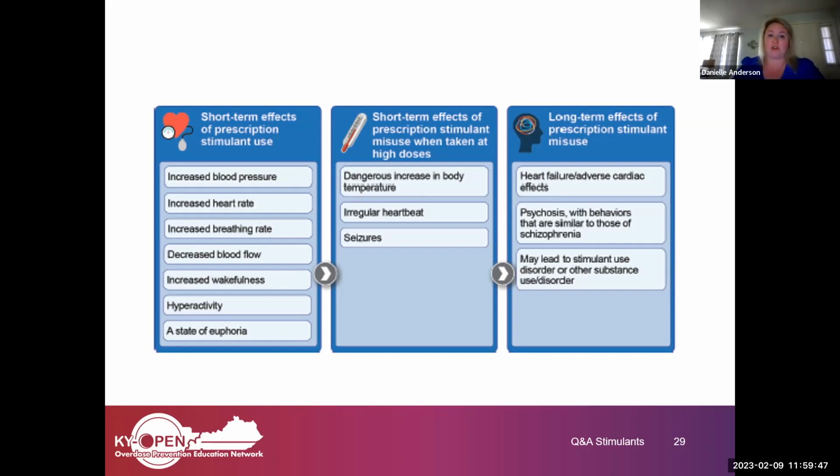Increased blood pressure, increased heart rate, increased breathing rate, decreased blood flow, increased wakefulness, hyperactivity, or a state of euphoria. These can all happen with short-term prescription stimulant use. And sometimes it takes the provider a little bit of time when prescribing these to find the correct dose, because over prescribing or prescribing too much can result in more severe effects.